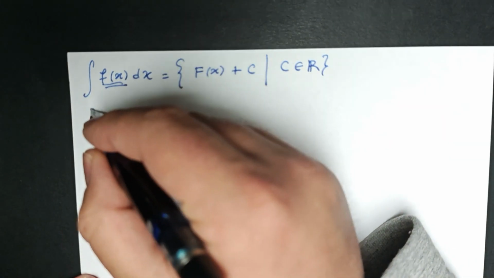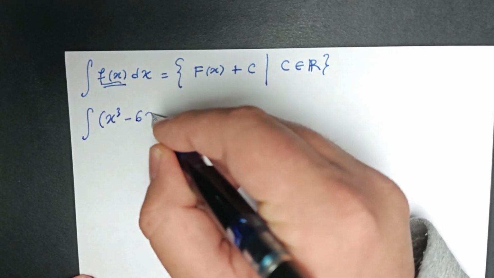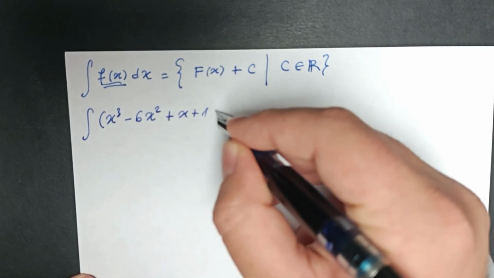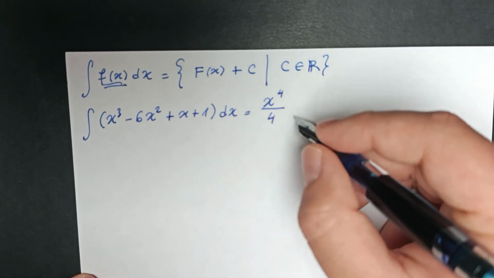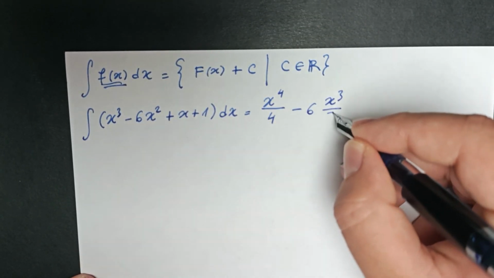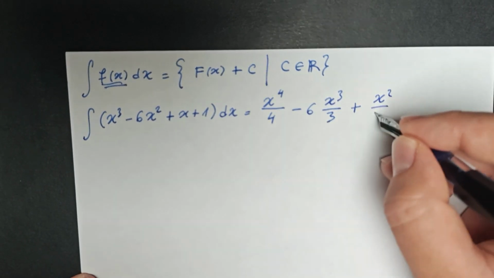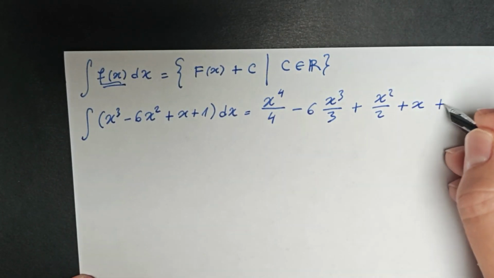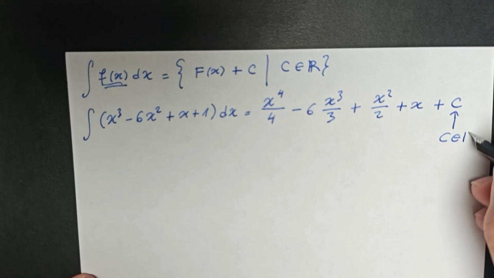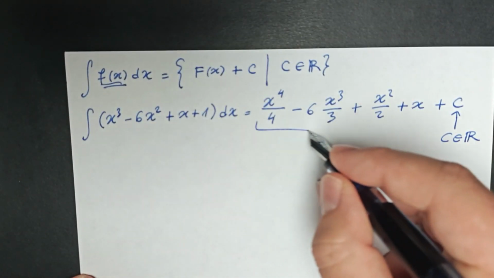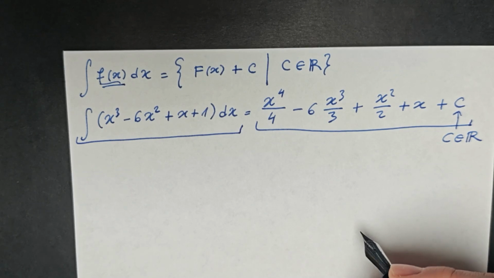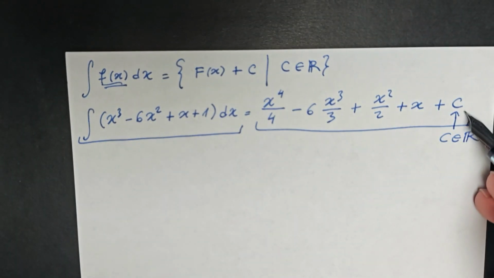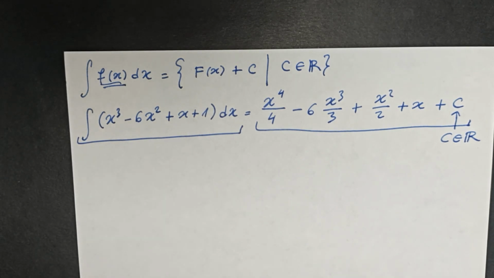And here in our example, the integral of x cubed minus 6x squared plus x plus 1 dx, as a result we got x to the 4th power divided by 4 minus 6x cubed divided by 3 plus x squared divided by 2 plus x, plus that c, where c is any real number. So this here is a family of functions. This is a collection of all the original functions, higher level functions, we got by integrating.